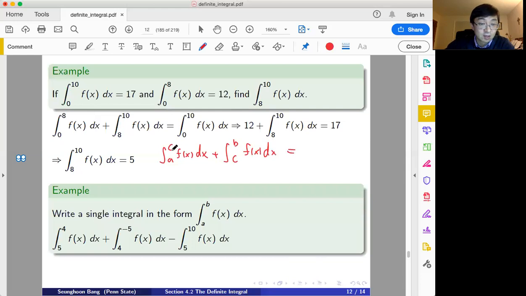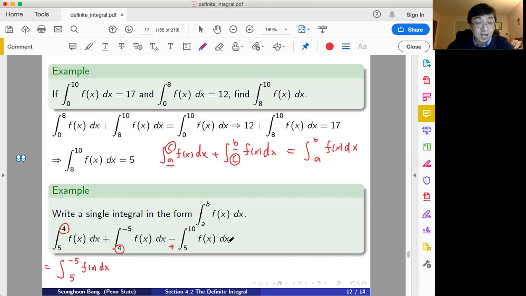How can we do that? The upper limit of the first is exactly the same as the lower limit of the second, so you can combine them into the integral from a to b of f of x dx. Here, the upper limit is the same as the lower limit, so we can combine them into the integral from 5 to negative 5 of f of x dx.